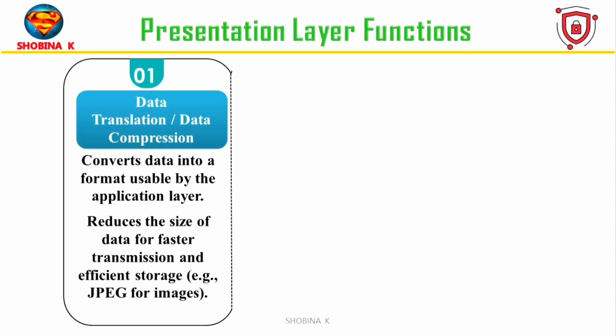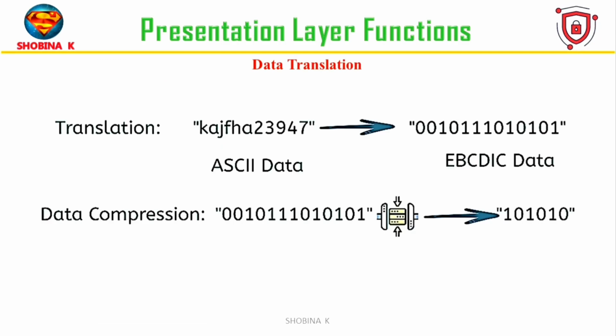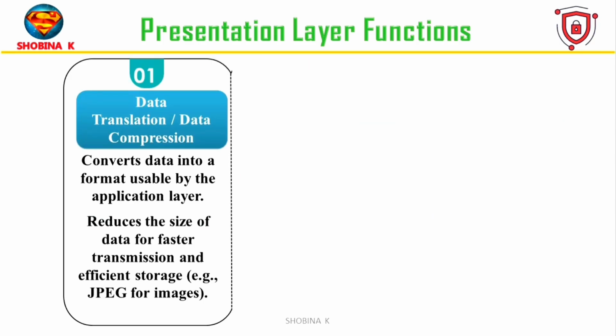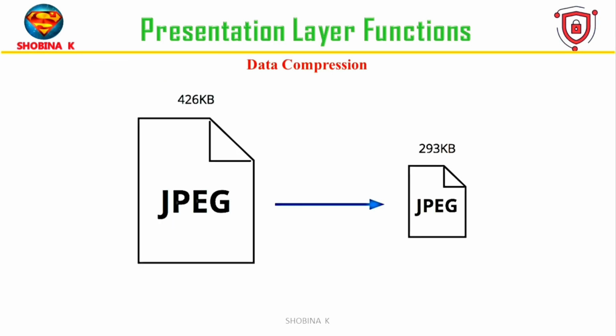Now let's understand the functions of presentation layer. First, data translation. The presentation layer changes data into a format that both sender and receiver can understand. For example, converting text from ASCII to ABCD. Next, data compression. The presentation layer makes data smaller so it can be sent faster and takes up less space. For example, using JPEG format to reduce the size of image files.